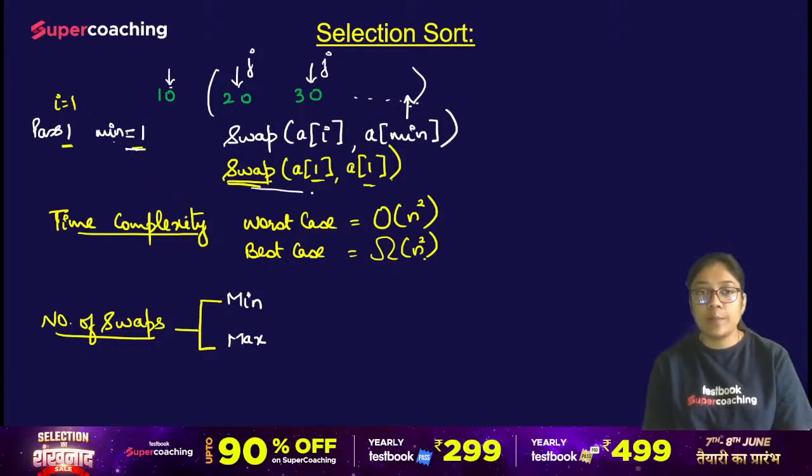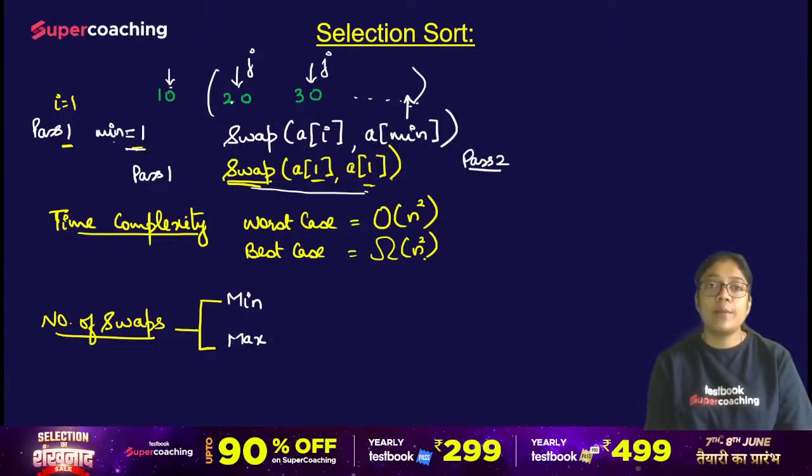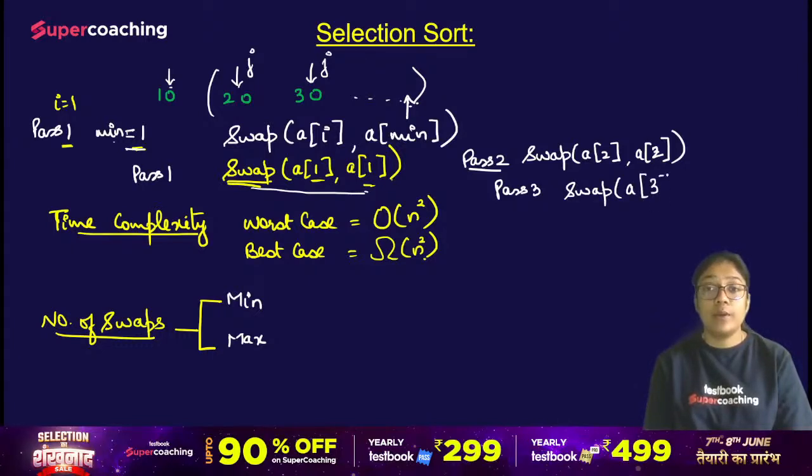यहाँ पे ये swap किसके लिए आया? This is for pass 1. In pass 2, again what will happen? i will be pointing to index 2 and min will also be pointing to index 2. तो pass 2 में हम लोग लिखेंगे swap a of 2 and a of 2. In pass 3, we will be writing swap a of i and a of min. In pass 3, i will be 3 and min will also be 3 if it's already sorted. Yes or no?